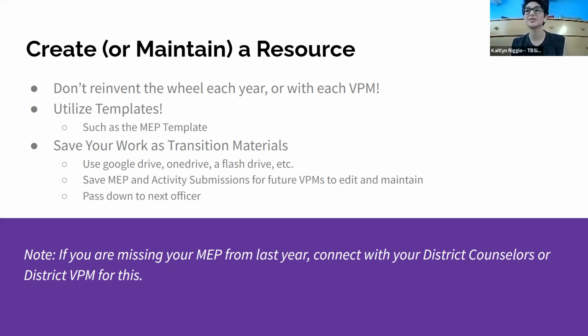It's especially helpful for things like MEPs or supplemental activity submissions if you're the kind of chapter that does similar activities from year to year and you want to reuse those submissions from year to year. As a side note, if you can't find your past MEPs for some reason, please connect with your district counselors or your district VPMs. They should be able to send it your way. I know personally I have all of the MEPs from the past couple of years in my Google Drive. So if you're having trouble finding it, be sure to connect with your district officials and they should be able to help you out with that.